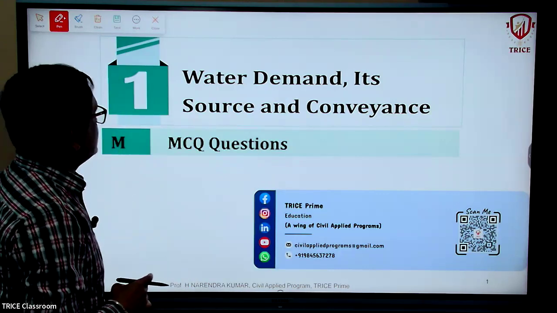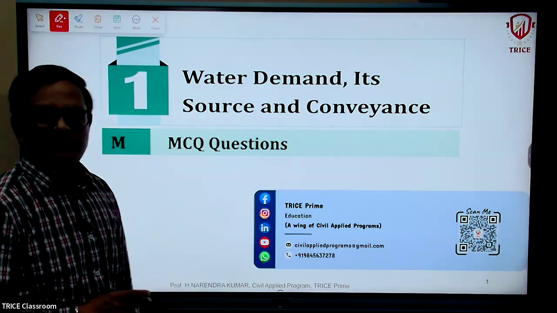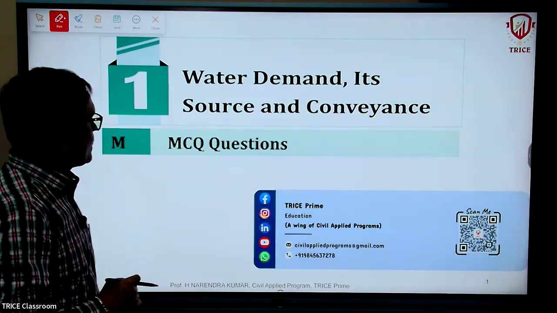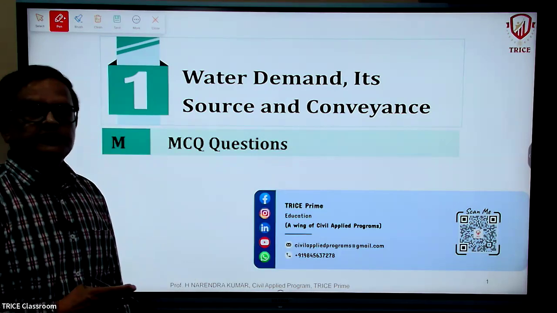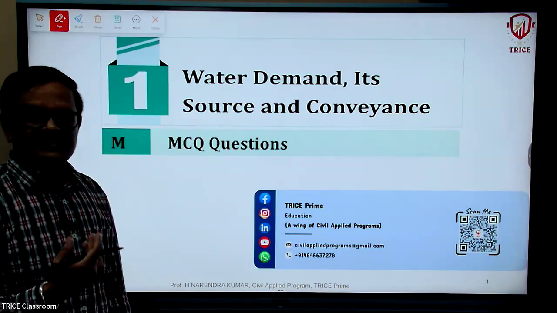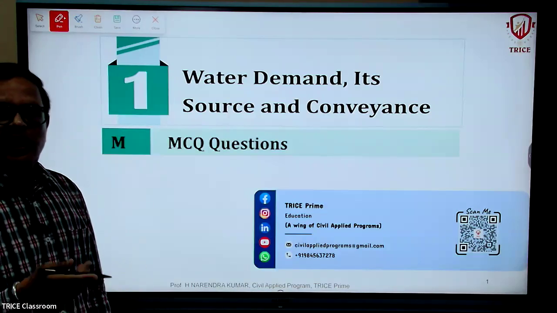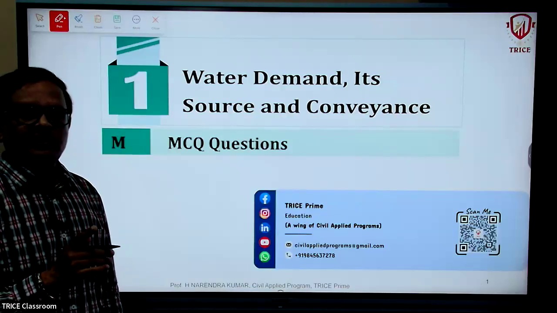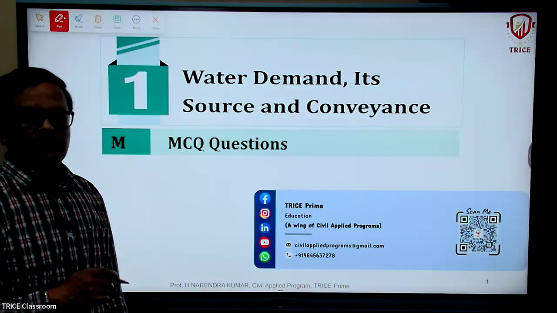So the first chapter is water demand, its sources and conveyance. It's a very important topic in public health engineering. So we prepared 4 groups of questions like MCQ questions, conventional questions, assignments, so that you need to practice after the explanation. Okay, and also there are practice problems that are also being solved here.